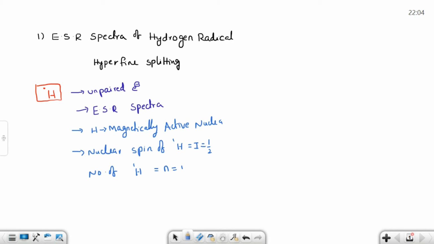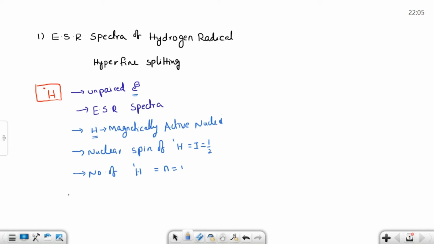So friends, hydrogen radical has an unpaired electron, therefore it gives an ESR spectrum. And in hydrogen radical we have a magnetically active nucleus, hydrogen, which is called the proton here. The nuclear spin of the proton is I equals 1/2, and the number of protons is n equals 1.